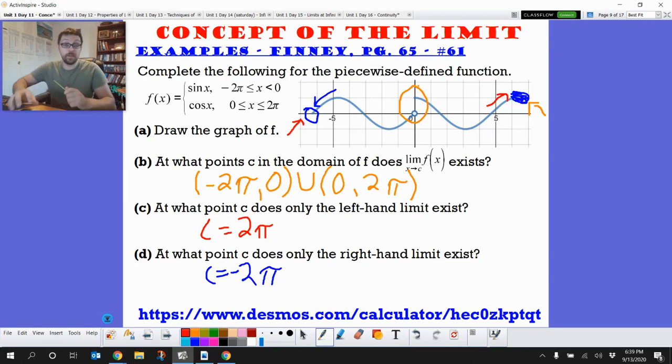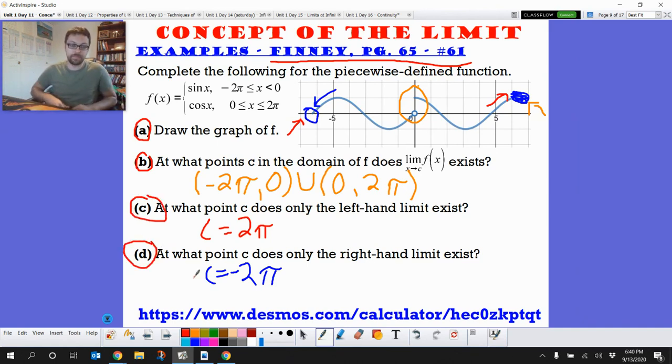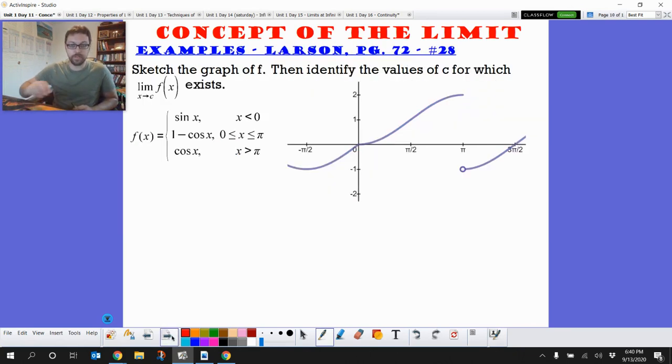Now, I've been saying this earlier, but hopefully you're not writing all of this. All you're writing is Finney, page 65, number 61. You're going to write A, B, C, D, and then just answer this stuff. Make a little rough graph. It doesn't have to be perfect. We're going to do one more of these.